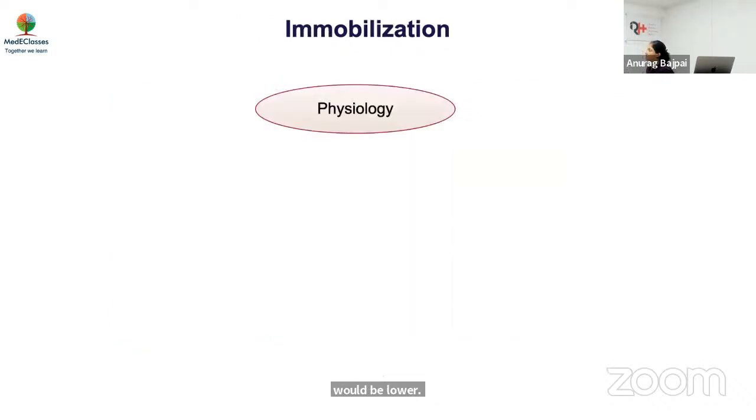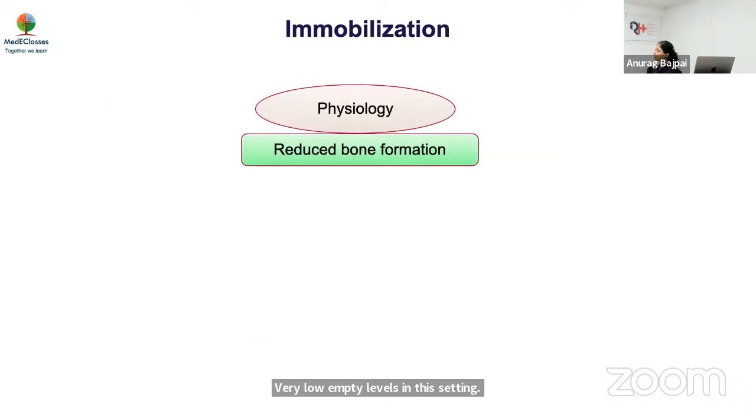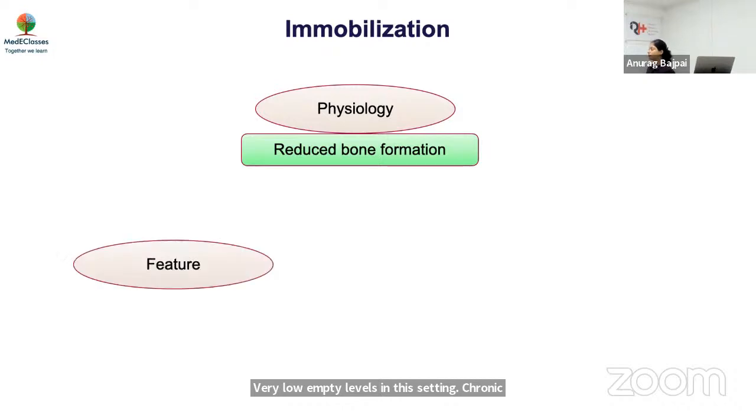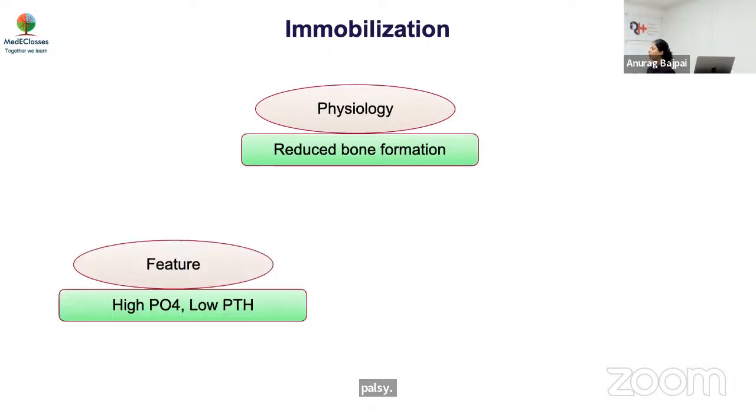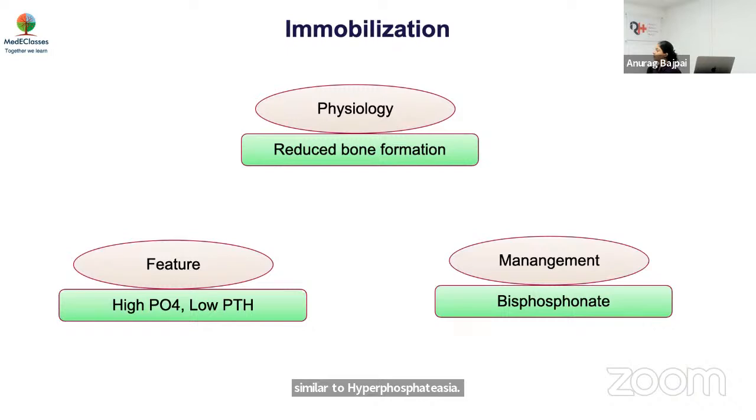Chronic immobilization, as may be seen in children with cerebral palsy, usually have reduced bone formation and, very similar to hypophosphatasia, they will have hypercalcemia with high phosphorus and suppressed PTH levels. Management involves decreasing calcium and vitamin D supplementation and bisphosphonates, which are basically the anti-resorptive medication.